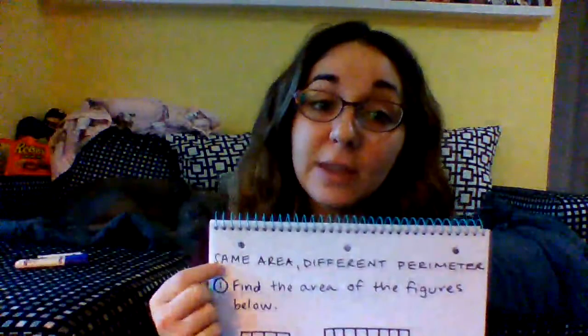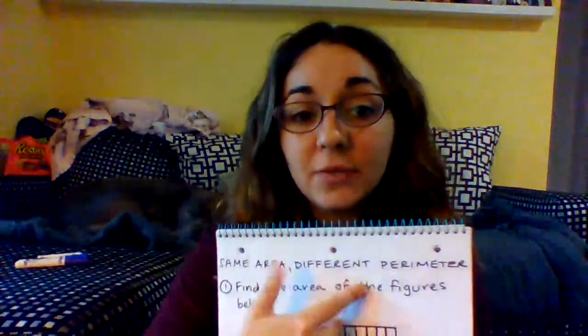Good morning, guys. So today we're going to be talking about area and perimeter again. Yesterday's lesson was about shapes with the same perimeter in different areas. And today's lesson, we're going to be talking about shapes that have the same area but a different perimeter.